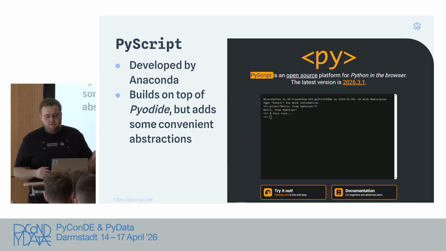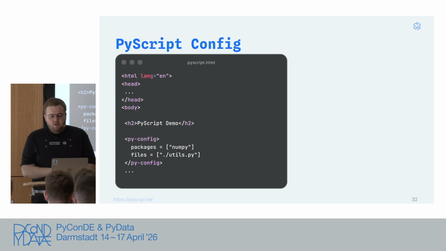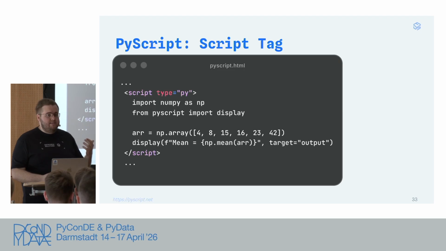PyScript is developed by Anaconda and largely builds on top of Pyodide, but adds some convenient abstractions so that the whole experience of writing Python for the browser feels a bit more native. First of all, it allows you to supply a PyScript config that defines the packages that need to be installed, the files that need to be placed into the virtual file system, and so on. Then Python itself becomes just another script tag in your HTML code. And similarly to JavaScript, you can either write it inline or provide a reference to a pre-existing Python file.